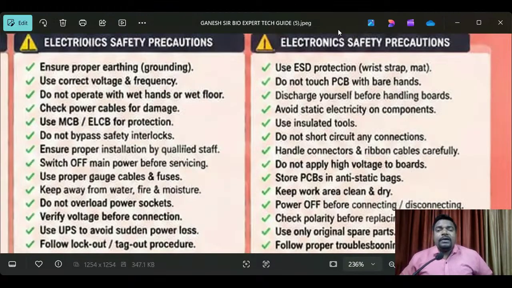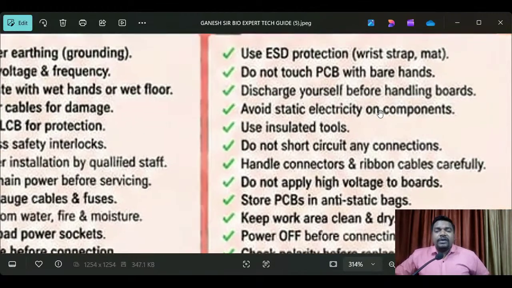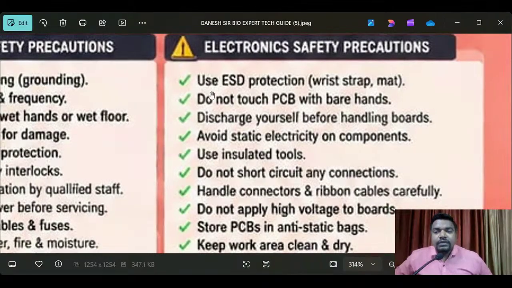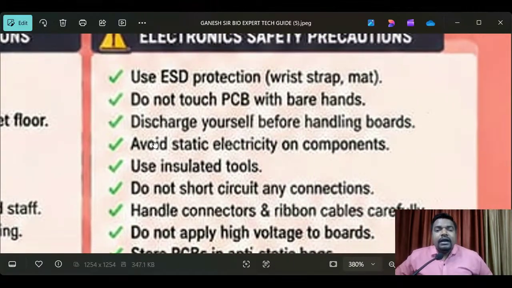Okay. Now I want to give the preventive maintenance precautions. Prevention is better than cure. Before facing the problem, you have to know all these things. That's why I'm giving them here. I hope you are catching my points, my dear engineers. Is it clear?